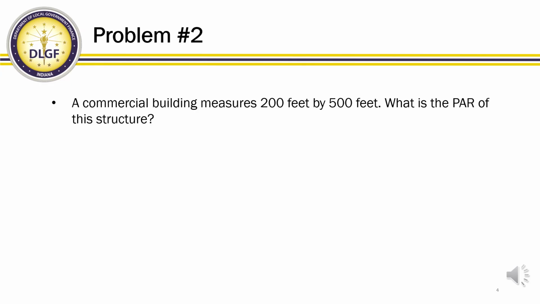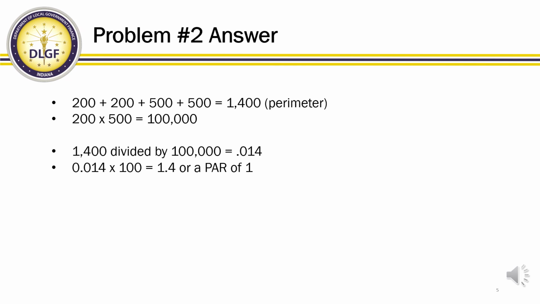Looking at problem number 2, we have a commercial building that measures 200 feet by 500 feet, and the problem wants to know what the PAR of the structure is. If you have any questions about how to calculate the PAR, you can refer to some of the prior slides we were working on. You can also look in Chapter 6 on pages 15 through 17. They go over calculating your PAR. Let's go ahead and review the answer for problem number 2.